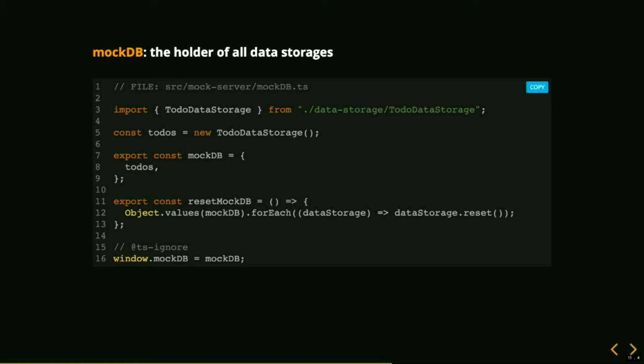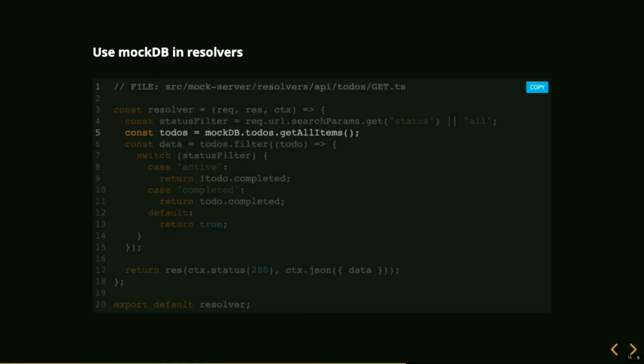That is a holder of all data storage instances for anyone who wants to use them. I also write a function to reset the mockdb, which literally just iterates the data storages it's holding and invokes the reset method. Usually, I would like to expose the mockdb globally for debugging purposes as well, so that I can easily access it in the browser's console. Once we have done all the setup, we can start using our simple data persistence layer.